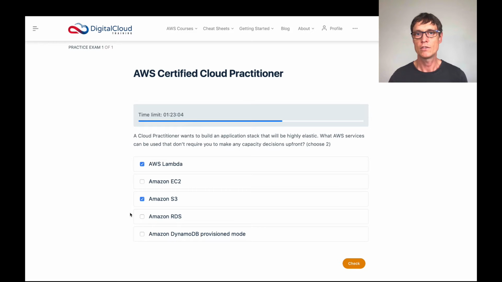Next up, we've got the Amazon Relational Database Service, RDS. With RDS, you do need to choose an EC2 instance type. It is a managed service, but you still have to choose the instance type your database is going to run on. So I believe that's definitely a service that you do need to make a capacity decision on.